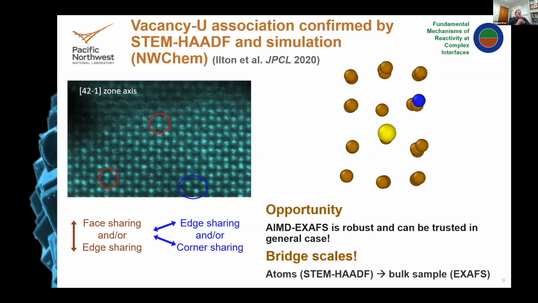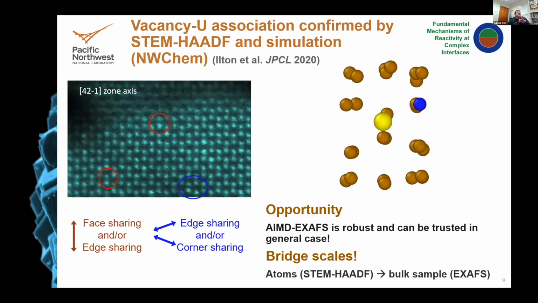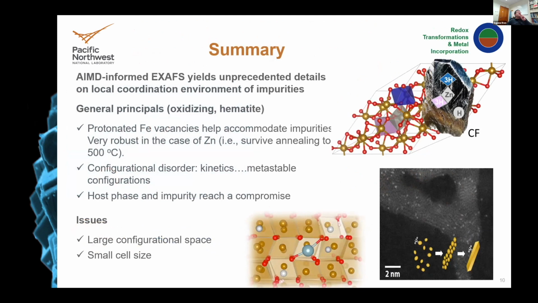We think it can be trusted now in the general case. In this particular study, we've bridged scales. We've gone from atoms in STEM HAADF to basically molecular, to sort of more of a bulk sample, still molecular scale but bulk molecular scale, which would be EXAFS. Okay, I'm going to sum this up.